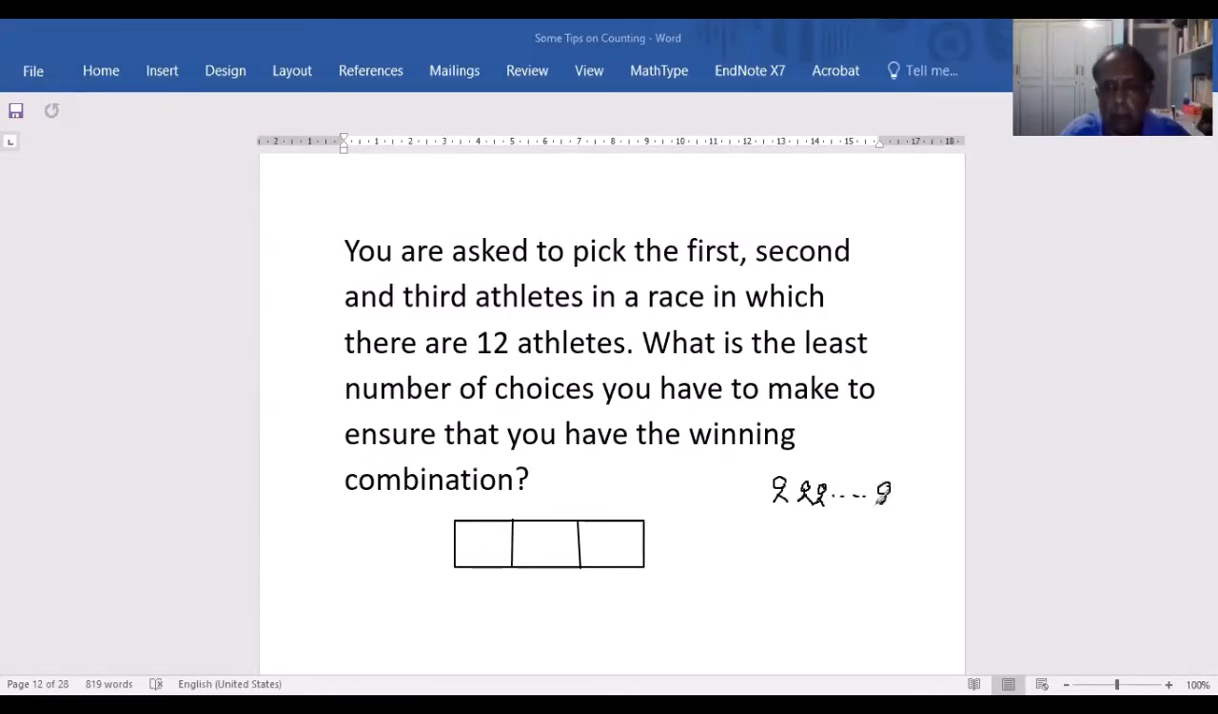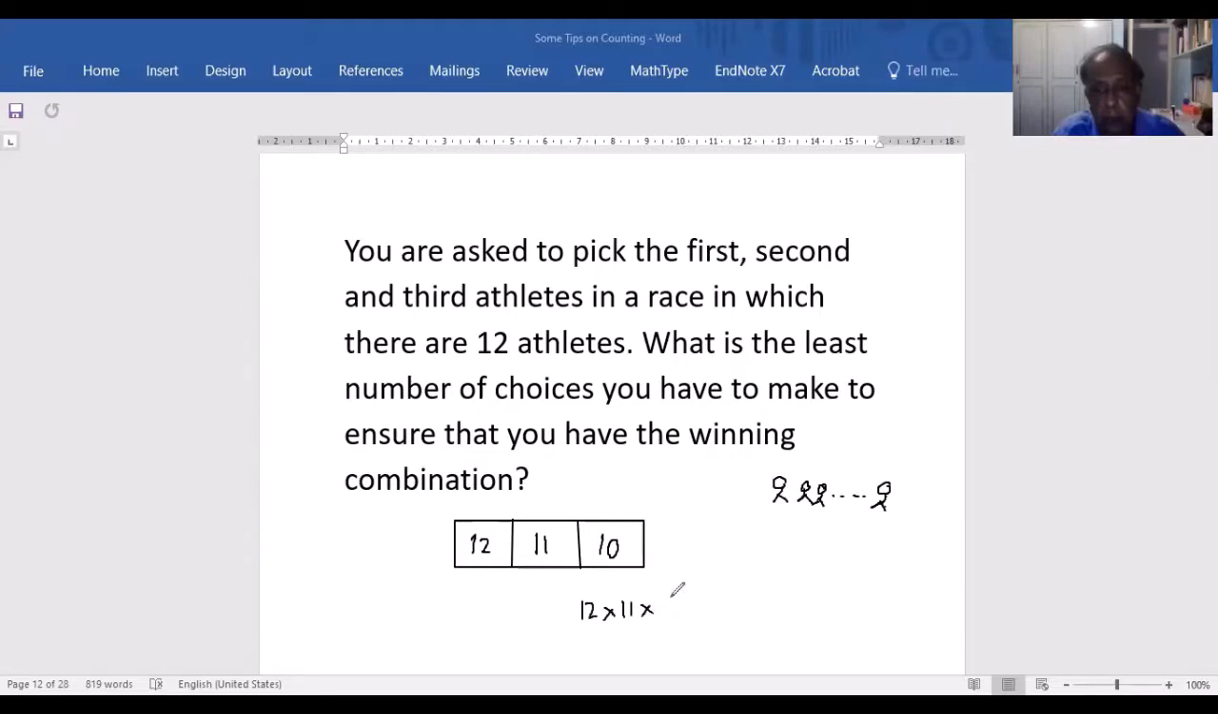You can order them anyhow you feel like. The first one could be any one of them, the second one is also a random one, and the third one is random. But there are 12 athletes altogether. So how many ways can you choose the first, second and third? Well, it's the same as before. The first can be chosen in 12 ways, because you've got the whole field to choose from. But once you've chosen the first, that person can't come second. So he has to be taken out from that lot, and you have 11 athletes left, so the second person can be chosen in 11 ways, and then likewise, once the first two have been chosen, the third person can be chosen in 10 ways.